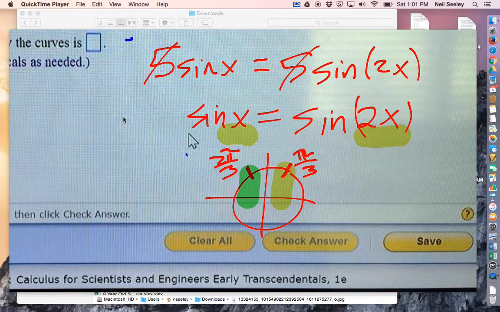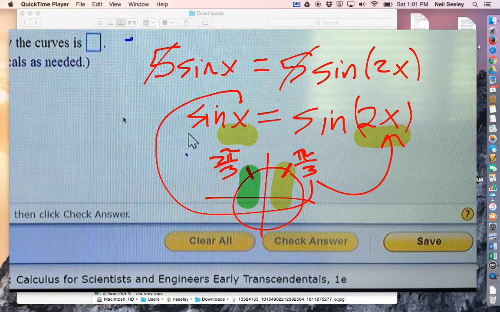They're the same distance from the x-axis up, the same y-coordinate. So an x that satisfies this particular equation is pi over 3. If I put pi over 3 in for x, and if I double pi over 3, I get 2 pi over 3. Basically I'm looking at the sine of pi over 3 equals the sine of 2 pi over 3, and they have the same value. So pi over 3 is our first x value that works.